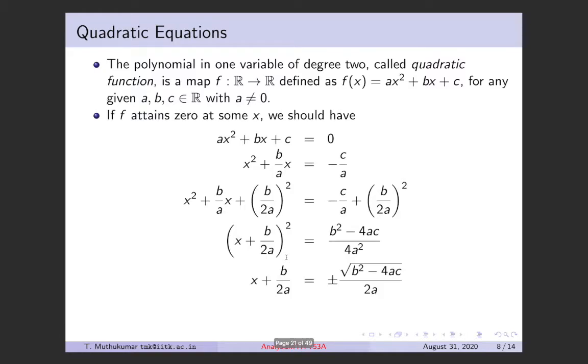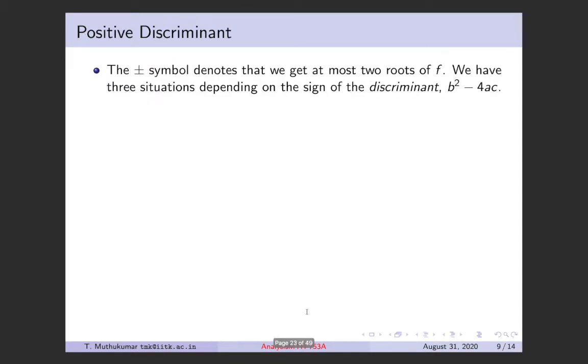So now to solve for x, you just take the square root, which gives you a plus or minus here, and then bring this b over 2a, independent of the x term, to the right hand side. So you have a formula for the roots. And this plus or minus sign is precisely two possible values. So it actually says that this second degree polynomial can have at most two roots. Whether they will always have exactly two roots is not clear from here, but it will have at most two roots. So there are three cases.